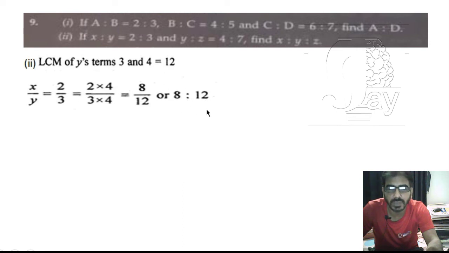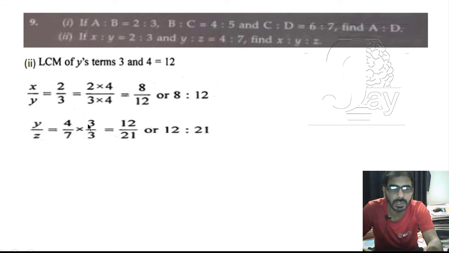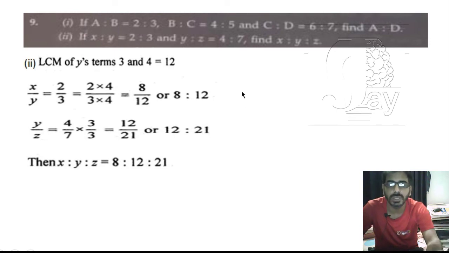So the first ratio is 8 by 12, and similarly if we do it for the second ratio, we get y by z to be 12 by 21. Now we see that y in both the ratios is 12, so that we can compare the 3 terms, and we get x is to y is to z as 8 is to 12 is to 21. I think that's very clear. So that's simple too.